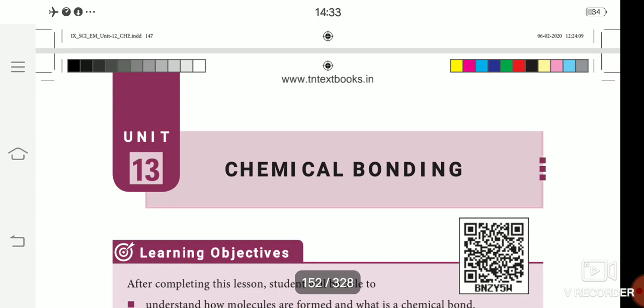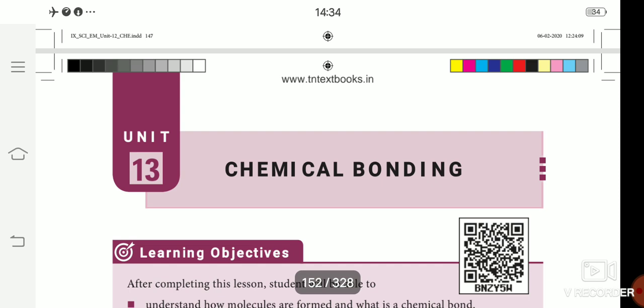Yes, very good. So today we are going to learn about chemical bonding, which is unit number 13. In the previous class we saw what a molecule is and the types of chemical bonding: ionic bond, covalent bond, coordinate bond and metallic bond. These are all strong bonds. Then another topic is the Kossel-Lewis approach to chemical bonding.